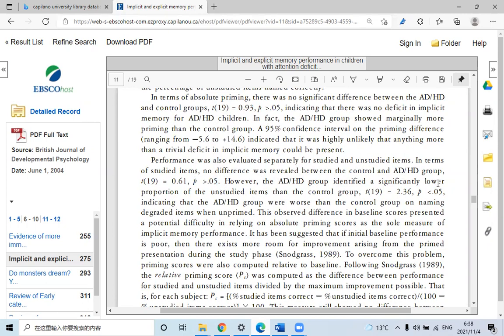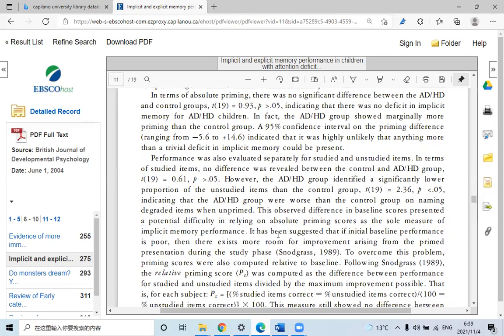However, the ADHD group identified a significantly lower proportion of the old objects than the control group. Oh, new objects, sorry. So the ADHD group had a significantly lower proportion of unstudied items than the control group, indicating that the ADHD group was worse than the control group on naming degraded items when unprimed. Yeah, so you show some new pictures they have never seen, and you ask them to name them. The ADHD group seems to be doing worse. This observed difference in baseline score presented a potential difficulty in relying on absolute priming. So that's a detail. I'm going to ignore the details.